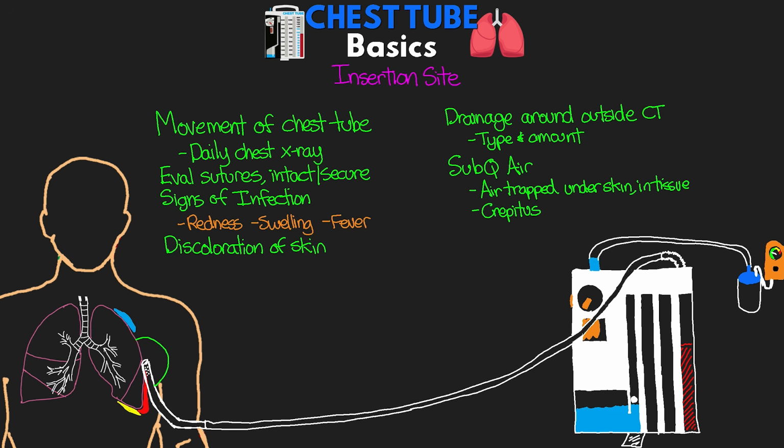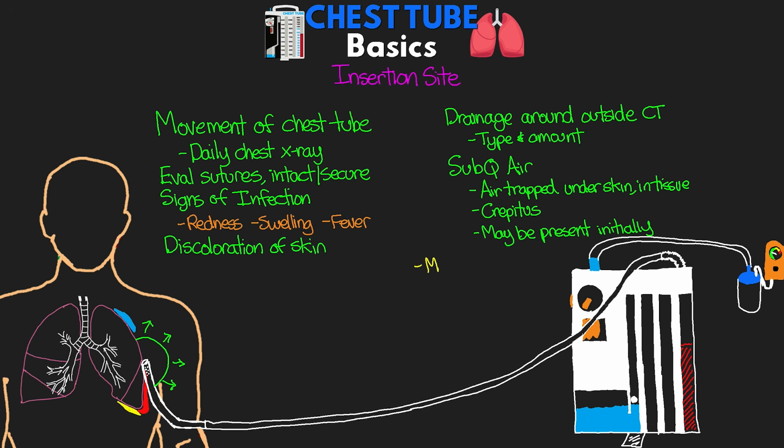If you do notice that your patient has crepitus, you want to mark the area where that crepitus is. Sometimes initially for new chest tube placements, especially for our traumatic situations, it's not necessarily uncommon to have subcutaneous emphysema and to notice this crepitus in your patient.